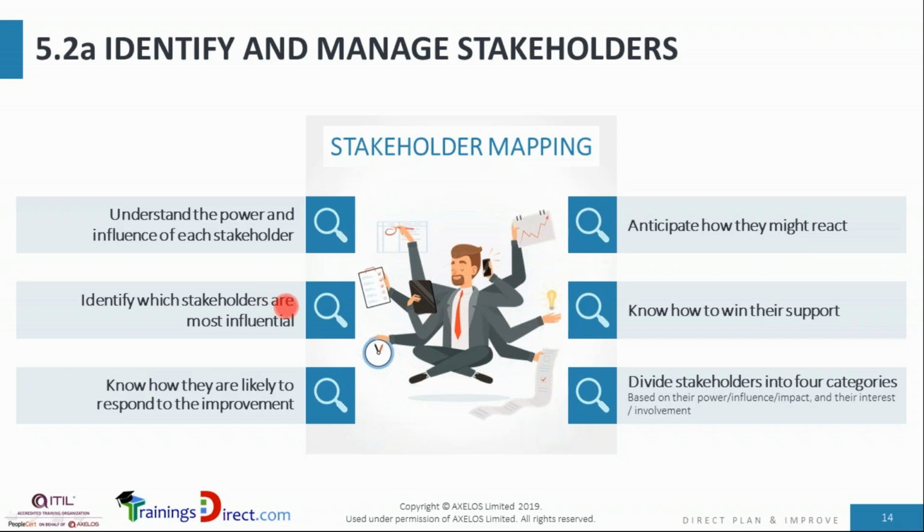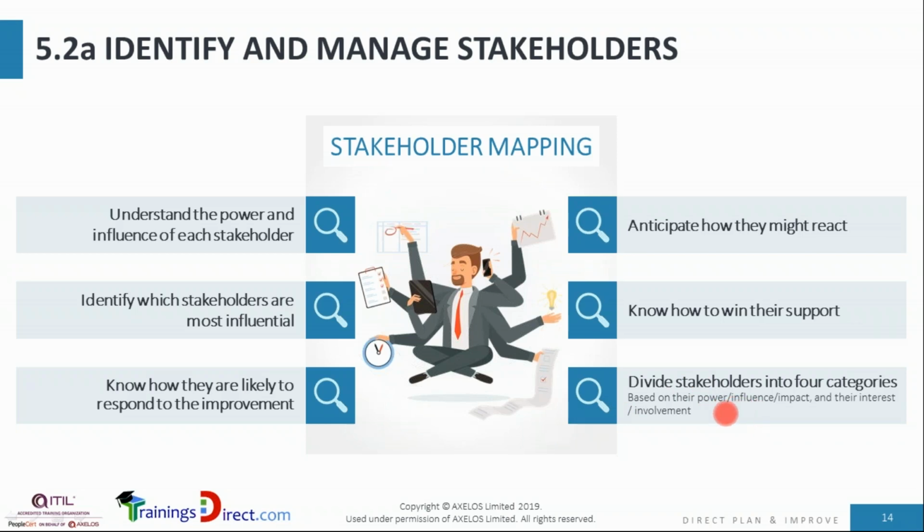Identify which stakeholders are most influential. Know how they are likely to respond to the improvement. Divide stakeholders into 4 categories. Well, this is one way to divide into 4 categories. There may be other ways to divide into other categories, fewer or more categories. The categories could be power, influence.